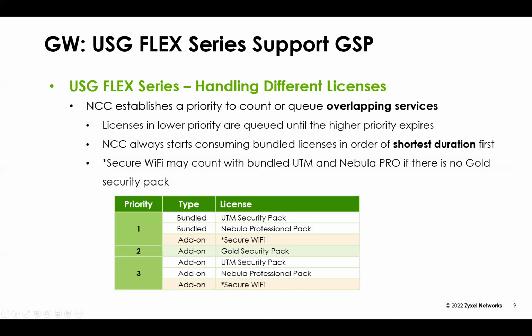Now, let's talk about how we handle the licenses in the back end. So in the Nebula Control Center, there is a priority given to overlapping licenses. So for instance, at the bottom we can see our table. If you have a bundled UTM security pack, it's considered priority 1, along with the Nebula Professional Pack and the secure Wi-Fi. Priority number 2 is going to be the Gold Security Pack because it's considered an add-on. And then at the bottom of the list, we have our UTM Security Pack, then our Nebula Professional Pack, and then our secure Wi-Fi.